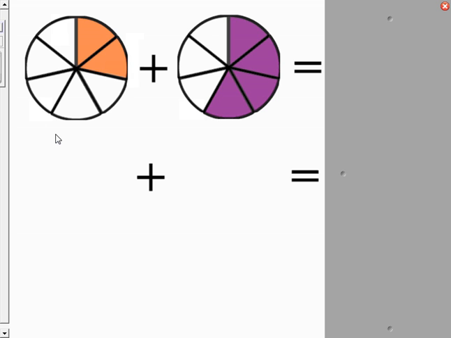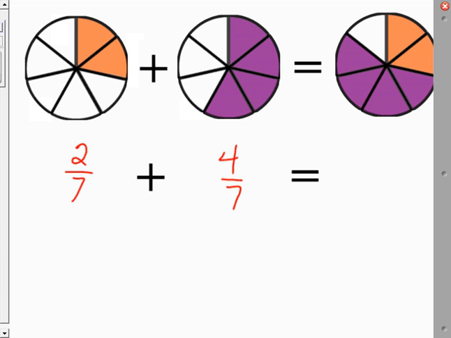notes. So I want to start with some models and just looking at what they can show us about adding and subtracting. So the first one shows 2/7 plus 4/7. And if we put those together in the same model, we can see 1, 2, 3, 4, 5, 6, so we have 6 pieces out of 7.